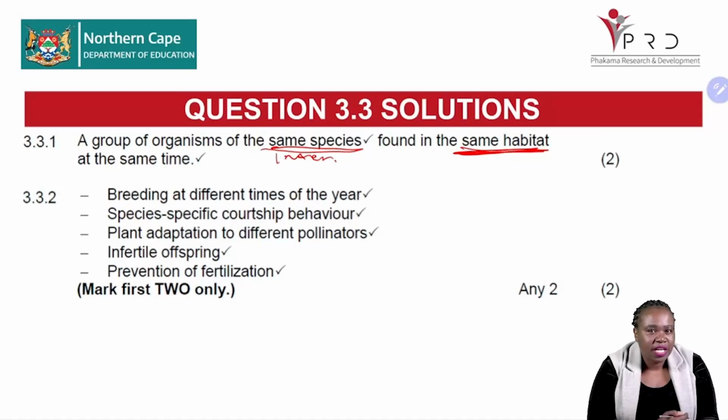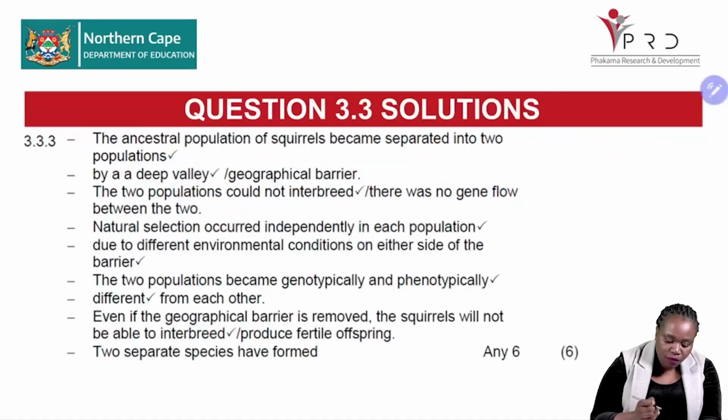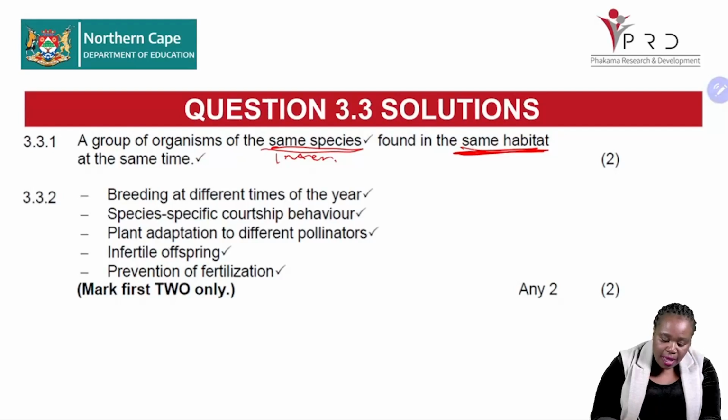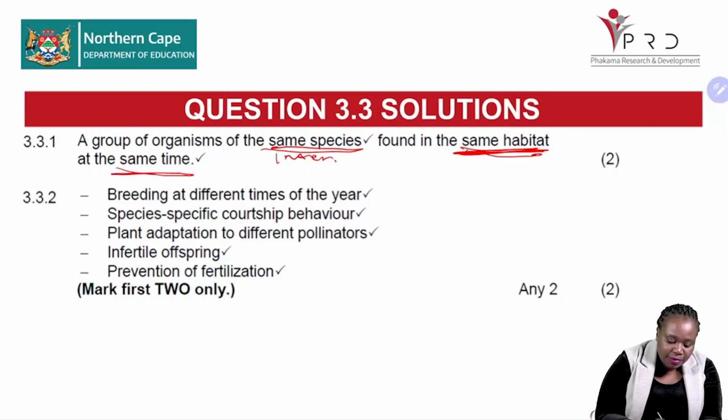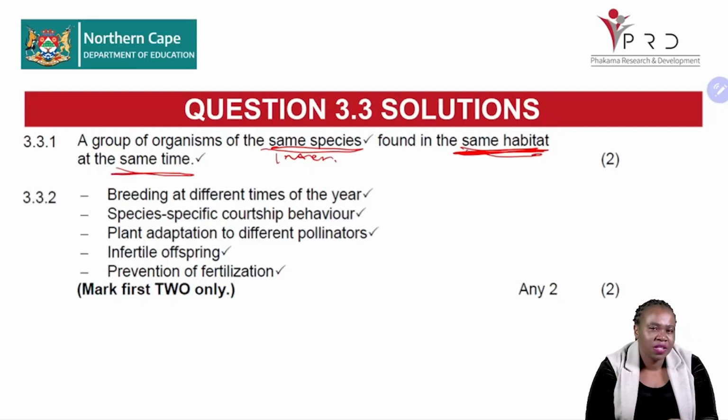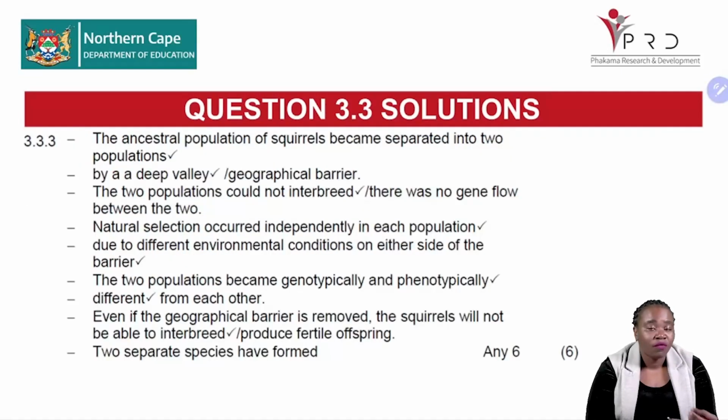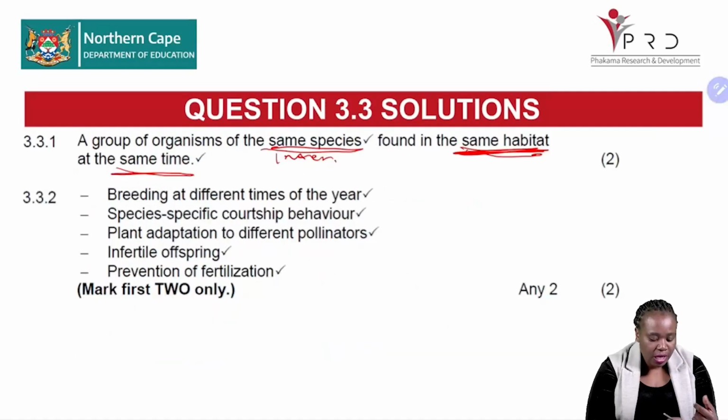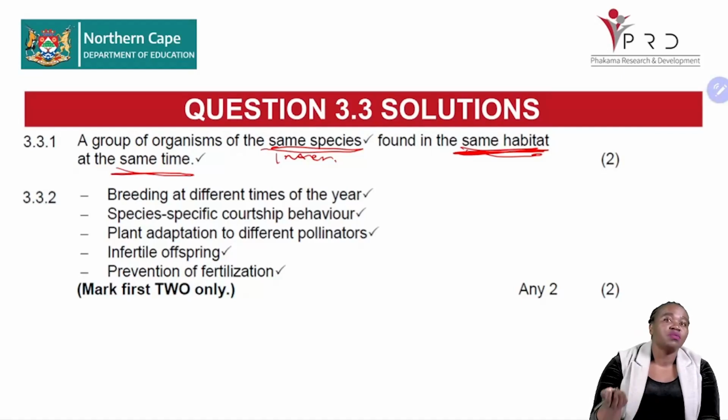And then we have breeding time at different times of the year. As I've said, these organisms have to be of the same species in the same habitat at the same time. Now, if they are in the same habitat but they breed at different times of the year, it means that they will never be of the same species. Right. And then we have adaptation to different pollinators.